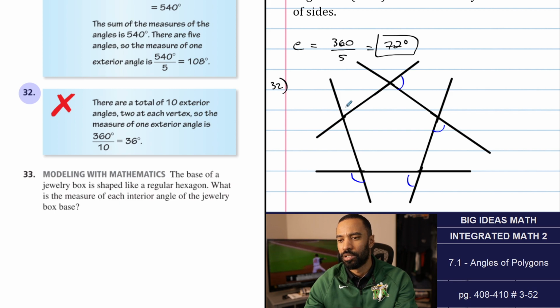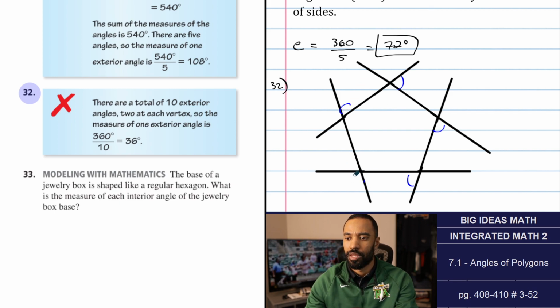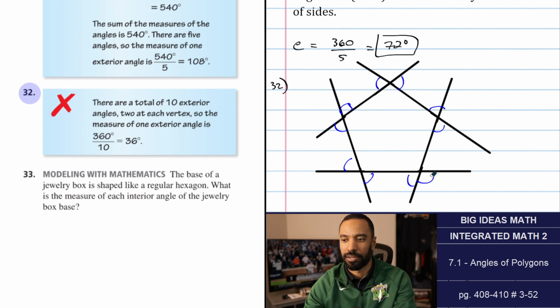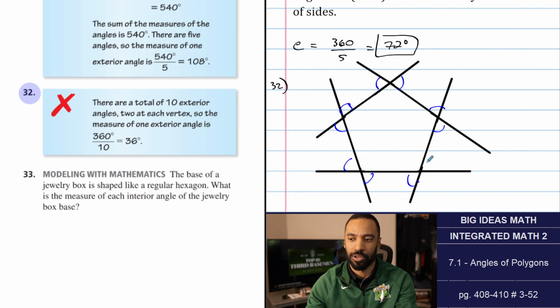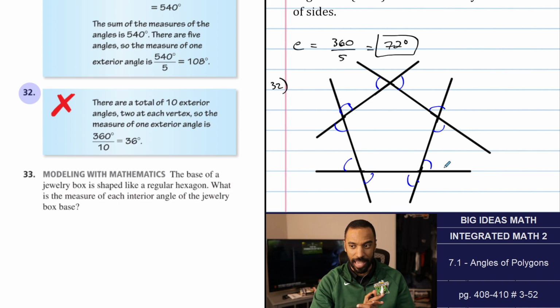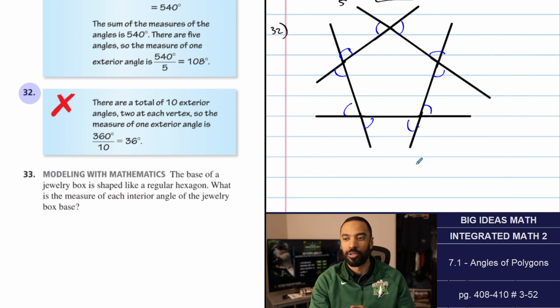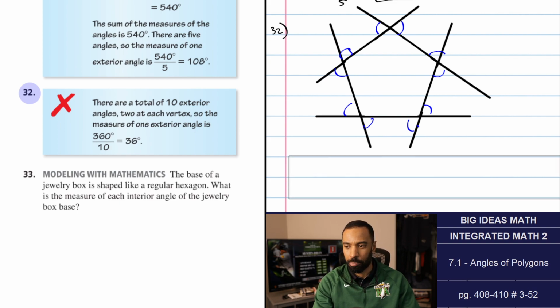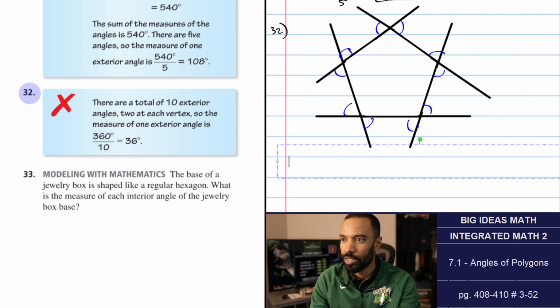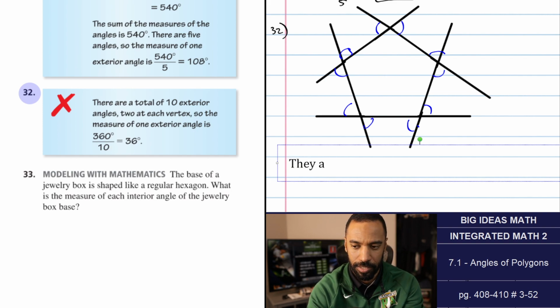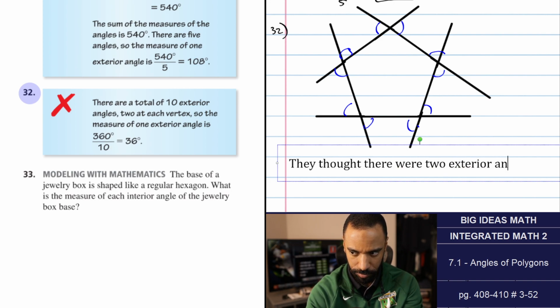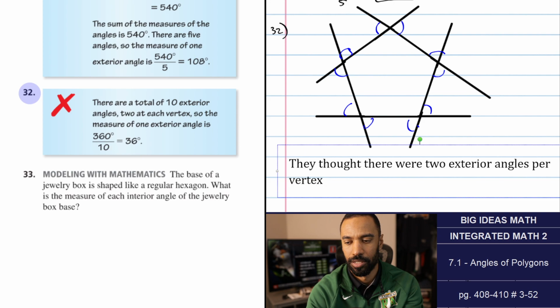Did I do that right? Whoops, I didn't do this one right. They looked at these ones. Now remember, listen, these angles mean absolutely nothing, but they're talking about these here, and then they said, let's double it up here. So they said there are 10, I just did it again. They just said there are 10 exterior angles for a pentagon. Like that. There are 5. You don't double up each. There's only one exterior angle per vertex. They thought there were 2 exterior angles per vertex instead of just 1.